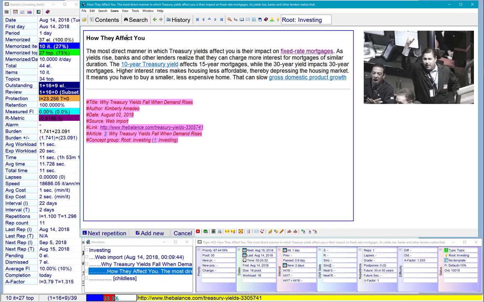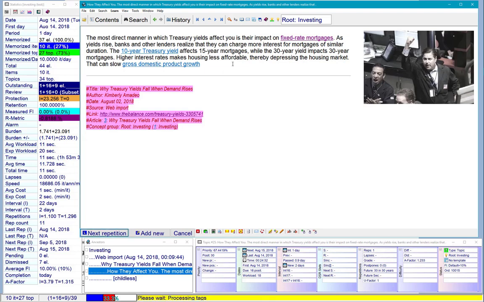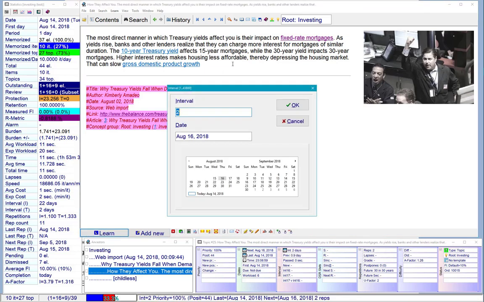How they affect you. Fixed rate mortgages. Okay. If you have to buy a small, less expensive home, that's pretty obvious. No, I'm not interested in that. Let's send it away for 2 weeks.